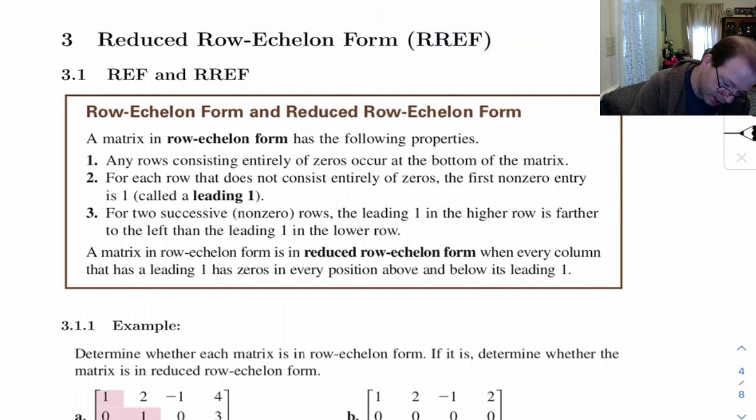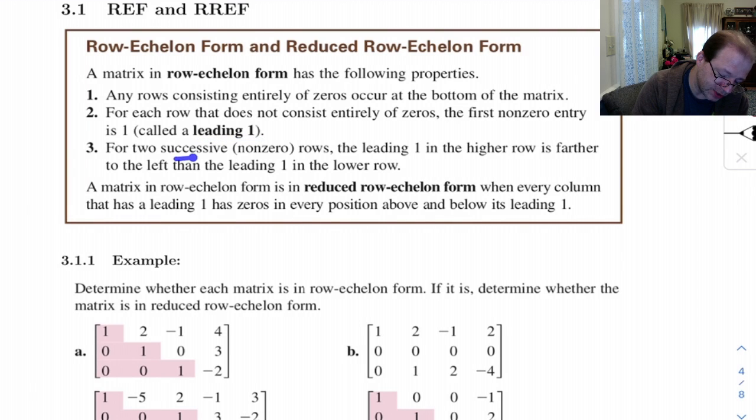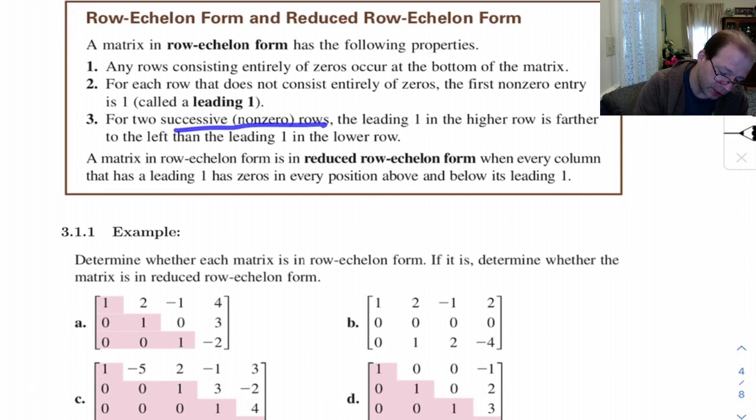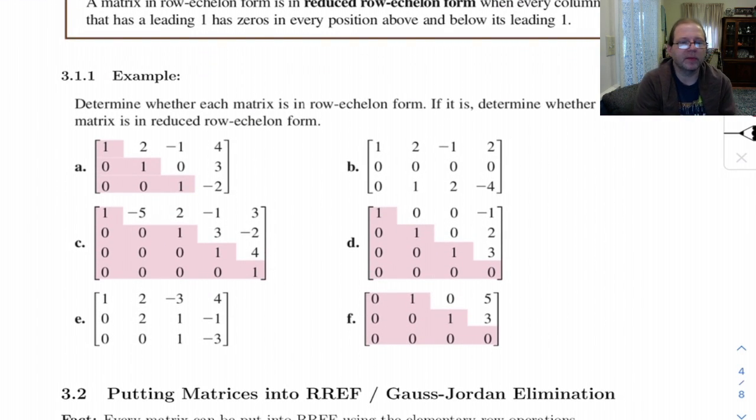All right, it's in row echelon form if any rows consisting of all zeros are at the bottom. In each row that doesn't consist of all zeros, the first non-zero entry is a 1, called the leading one. And if you have two successive non-zero rows, the leading one in the higher row is farther to the left. So what you get is this sort of stair-step thing.